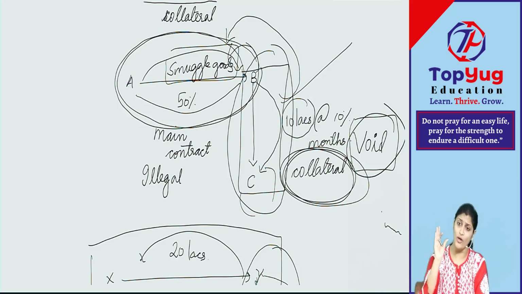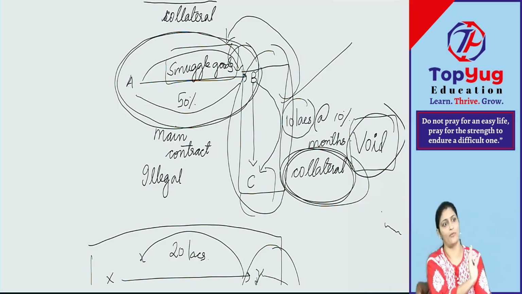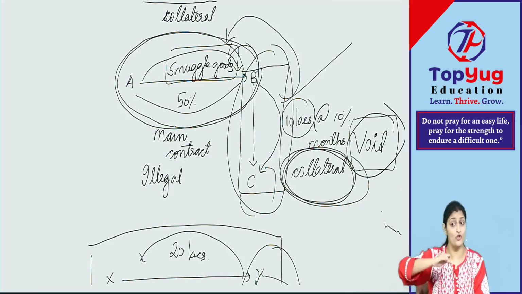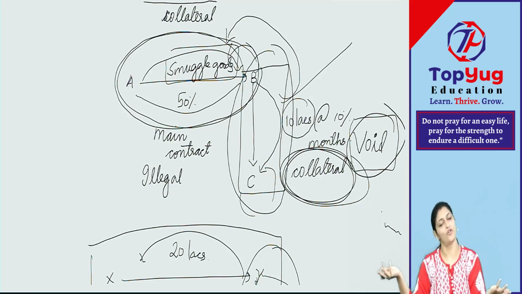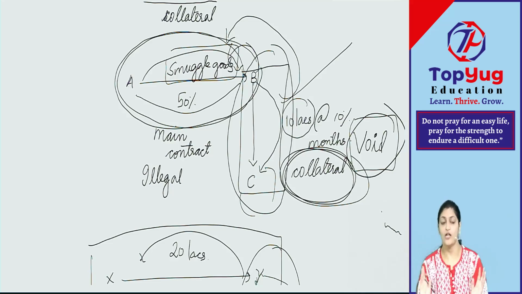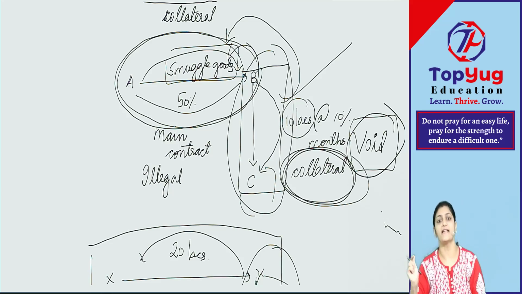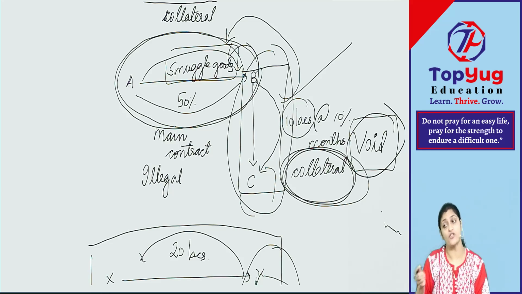So what are collateral contracts? Collateral contracts are those contracts which are linked to the main contract and support the main contract. They are entered into for supporting the main contract. If there is no main contract, they will not be collateral contracts either. So a collateral contract to a valid contract is always valid. A collateral contract to a void contract is also always valid. A collateral contract to an illegal contract is always void.